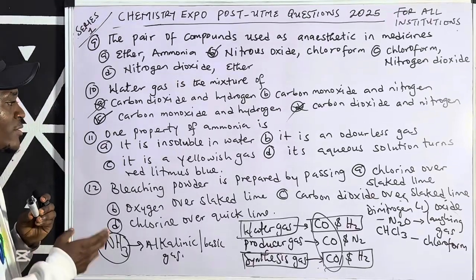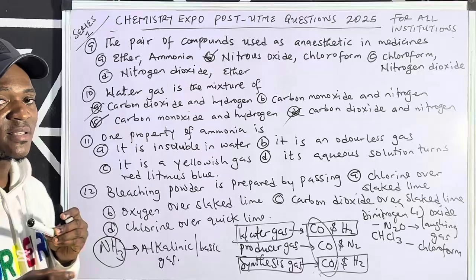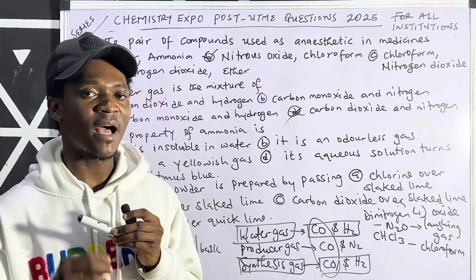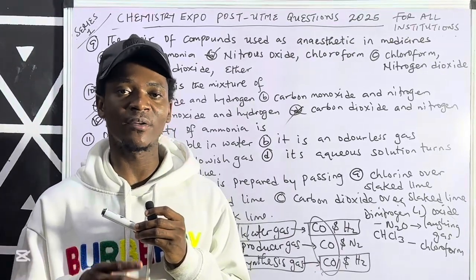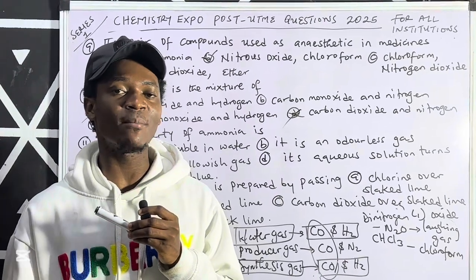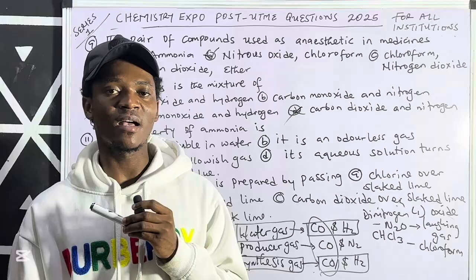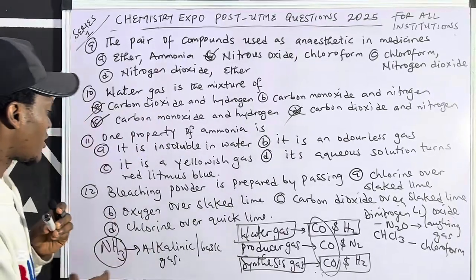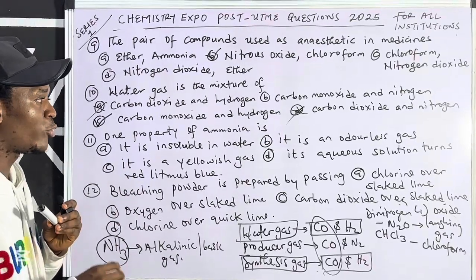A, it is insoluble in water. Is ammonia insoluble or soluble? It is extremely soluble in water. As a matter of fact, ammonia is one of the gases used for the fountain experiment, which is an experiment conducted to determine the solubility of gases. We have ammonia as one of the gases and hydrogen chloride gas as the other. So it's extremely soluble. Option A is wrong. Then option B, it is an odorless gas.